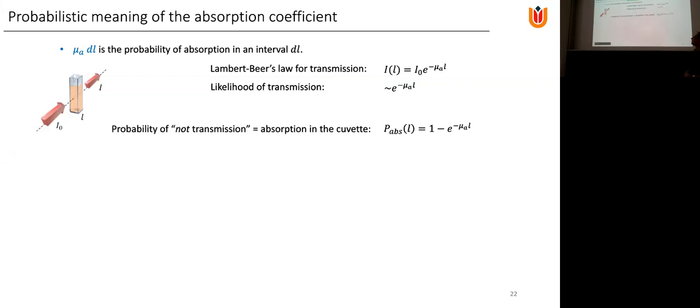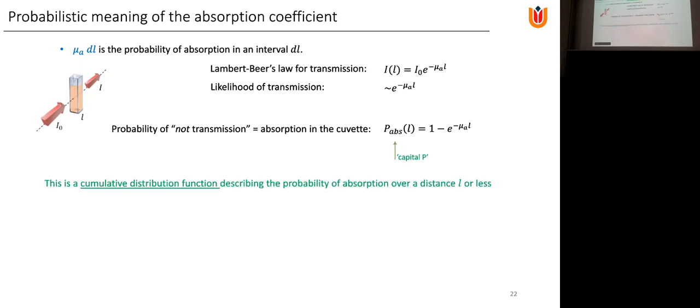All right, this is where we left off with Lambert-Beer's law, and we rediscovered Lambert-Beer's law by starting with the probability of absorption per unit length, and that turned out to be just the absorption coefficient. So the likelihood of transmission, or the likelihood of not absorbing, is then proportional to exponential minus mu_a times L. That means that the probability of not transmission, meaning absorption, in the cuvette is 1 minus exponential minus mu_a times L.